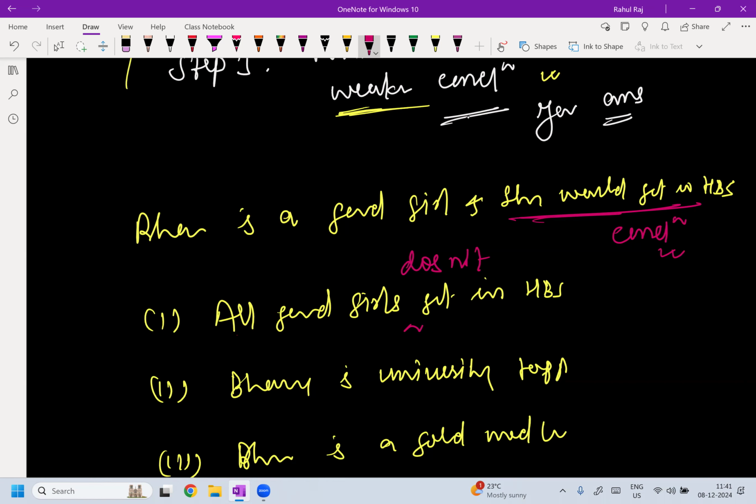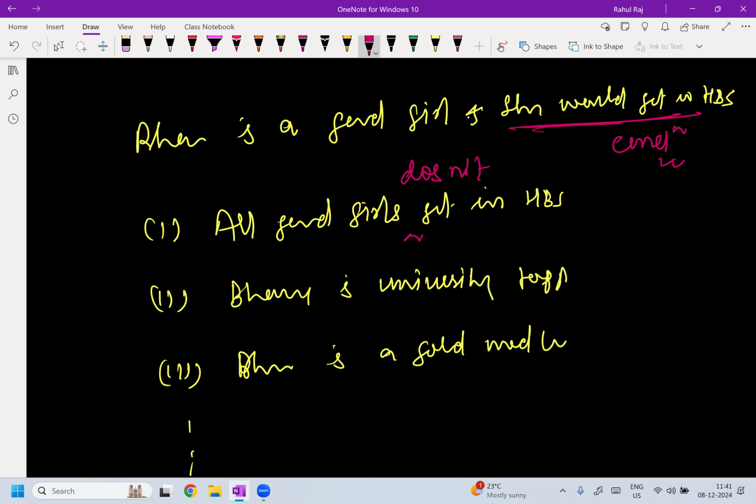Yes. Now come down to this. Bhavna is not a university topper. Tell me, is it weakening your conclusion by any chance? You don't have to be a university topper to get into Harvard, dude. Bhavna is not a gold medalist. By any chance, is this weakening the conclusion? Do these two options have any bearing on the conclusion if you negate them? No. You don't have to be a university topper to get into Harvard. You don't have to be a gold medalist to get into Harvard.